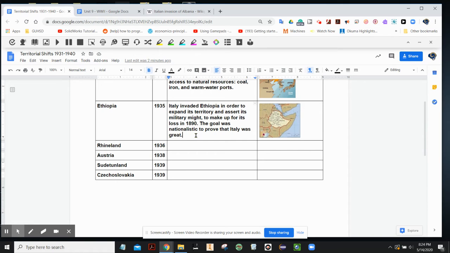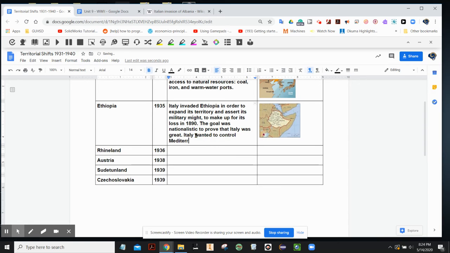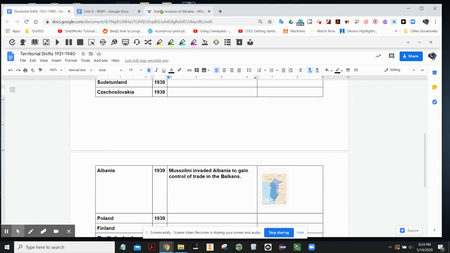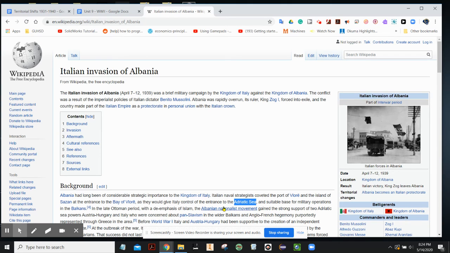So I'm going to go ahead and say that understanding this, Italy wanted to control Mediterranean trade by controlling North Africa and the Adriatic Sea. So it's fundamentally Italy controlled most of the Mediterranean.